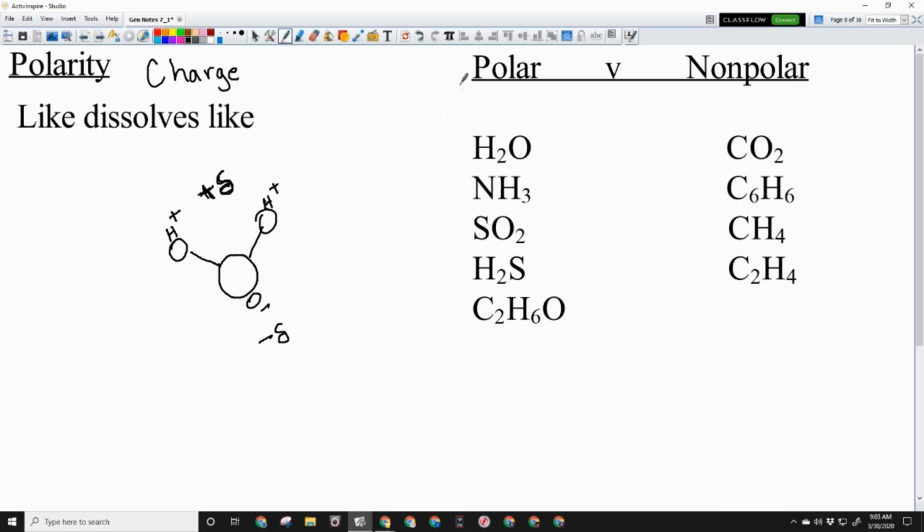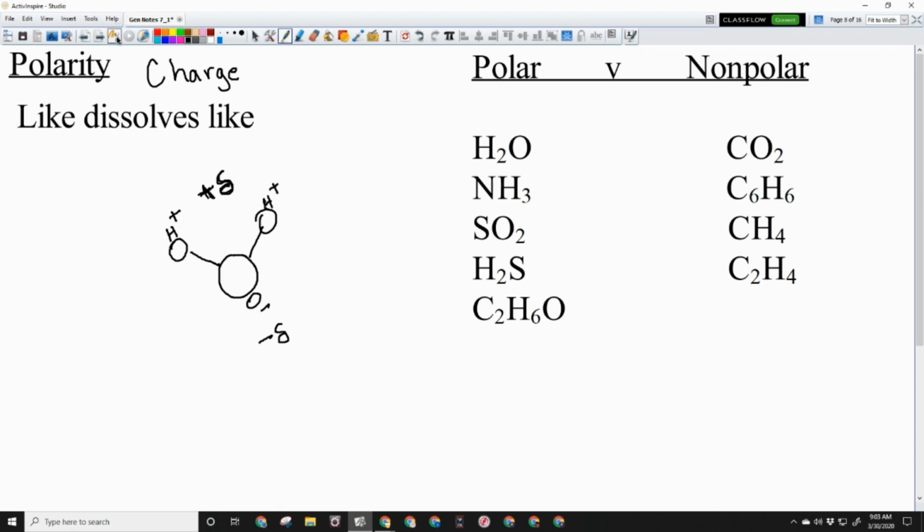So there are a lot of other molecules like that. For example, NH3. NH3 has a slightly positive end and a negative end. SO2, H2S, and C2H6O, those are just some examples. These are called polar molecules.